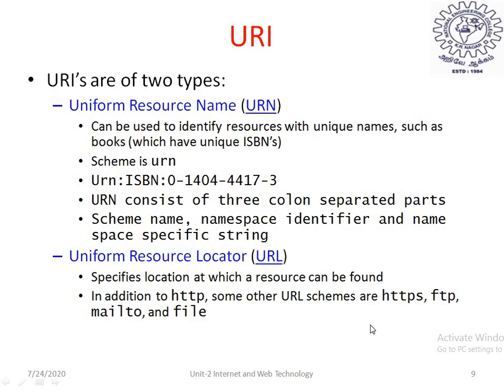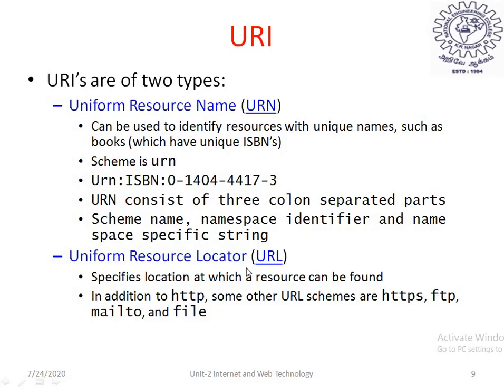URI is of two types. One is the uniform resource name, which is used to identify resources with a unique name such as books. It consists of 3 colon-separated parts. The first one is URN, the second is the namespace identifier, that is ISBN, and the third is the namespace-specific string. If given like this, you can easily access a particular resource, a particular book.